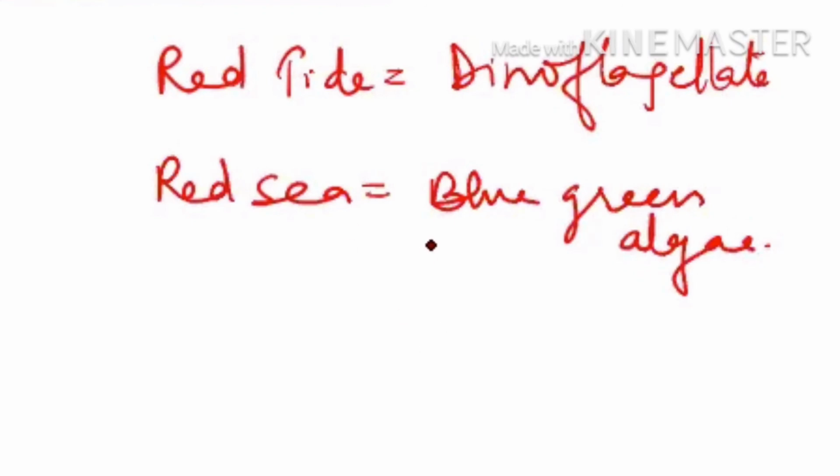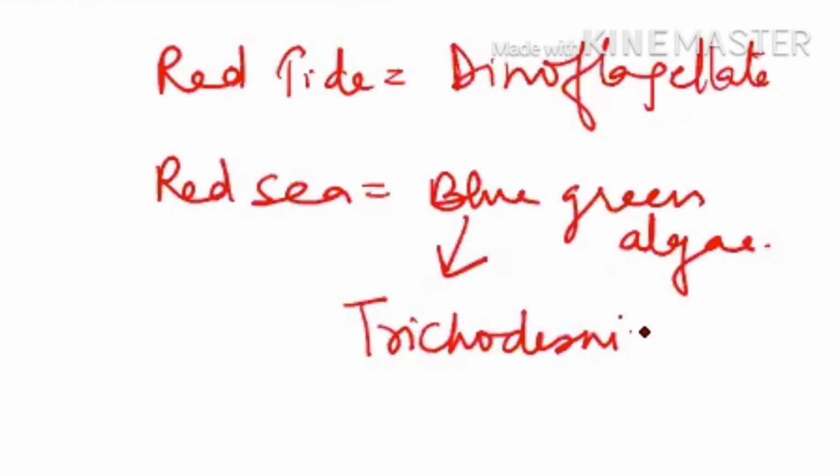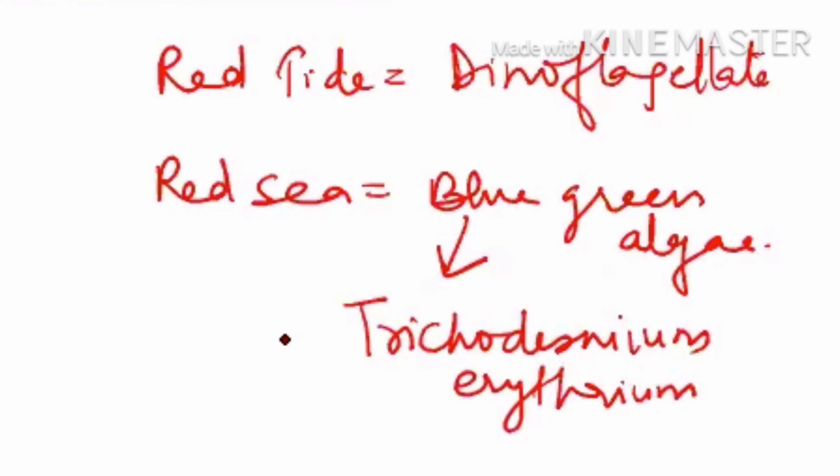The students get confused here. So example of blue-green algae, I'm just once again revising it, it is Trichodesmium erythraeum. An example of dinoflagellate, right now we have seen it is Gonyaulax. I hope this explanation will help you to revise the dinoflagellates.